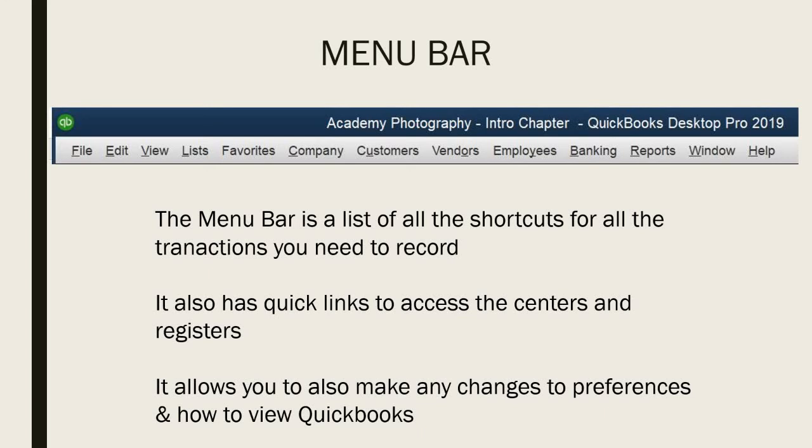The gray bar is going to be your menu bar, right? You have your typical file, edit, view, right? But what the menu bar is, it's going to be a list of every single transaction that exists in QuickBooks, okay? So there'll be things that your home page will not have. There'll be things that your icon bar will not have. So your menu bar is going to be access to every single transaction that you can think of. All right. And it's going to be separated by what kind of item that you're dealing with, right?